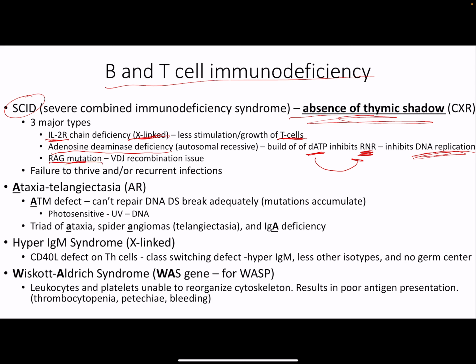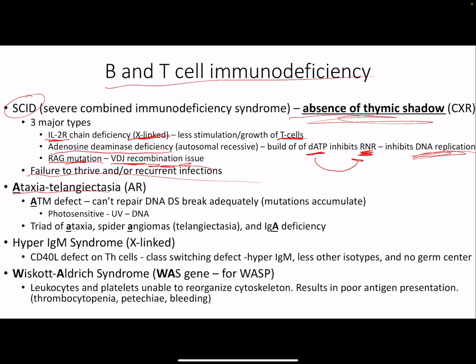And lastly, RAG mutation. RAG is necessary for VDJ recombination, so you'll have a deficiency there. All of these will lead to SCID, and just failure to thrive. The kid almost certainly needs a bone marrow transplant. Some sort of medical treatment. It's very bad news. Ataxia telangiectasia.